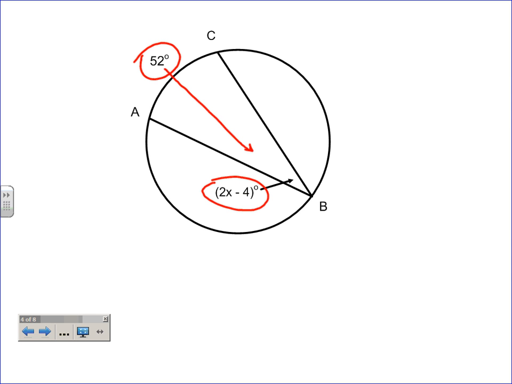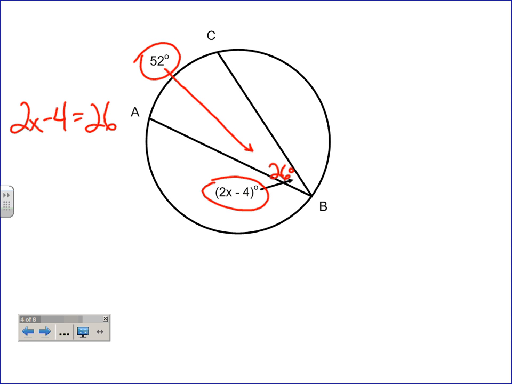So what you can do if you want is actually just figure out what half of that is. And what is half of that? It's 26. So in here better be 26 degrees, right? That's what it should be numerically. Algebraically, it's 2x minus 4. So should 2x minus 4 and 26 be the same? They better be. We got to find the x value that's going to make that happen. So 2x minus 4 equals 26.